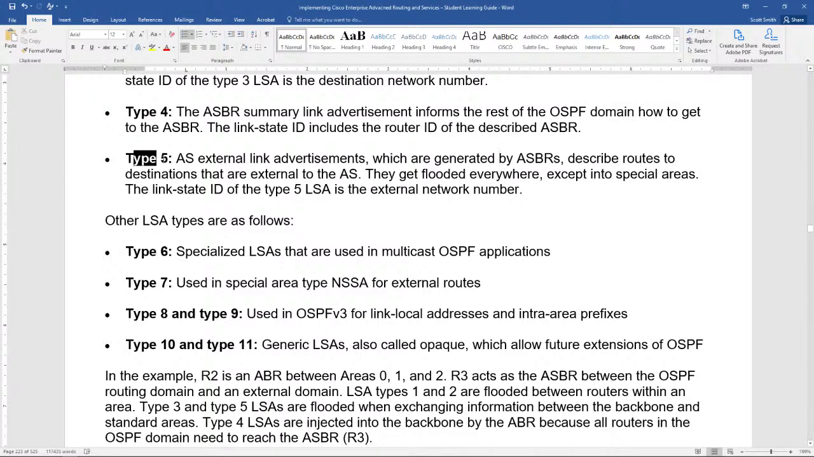Type 5 LSA, another very common type of LSA. A type 5 LSA is what we call an external LSA, and it describes networks that are being redistributed into OSPF. There's only one type of router that generates type 5s: an ASBR. Remember the three things I said: who generates the LSA, what is the purpose of the LSA, and what is the scope of the LSA. I'll go back and review these again as we go through the process.